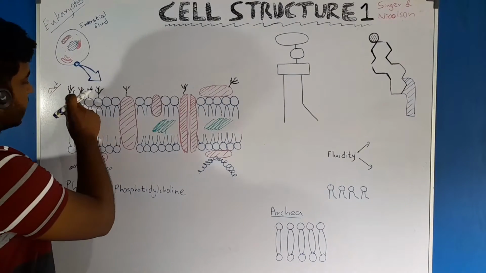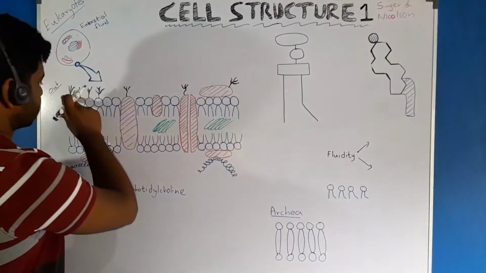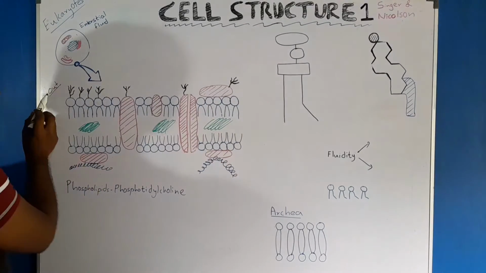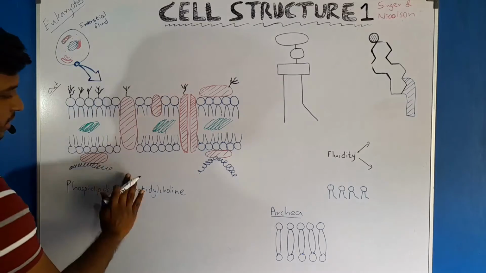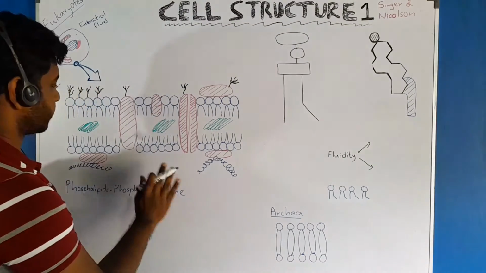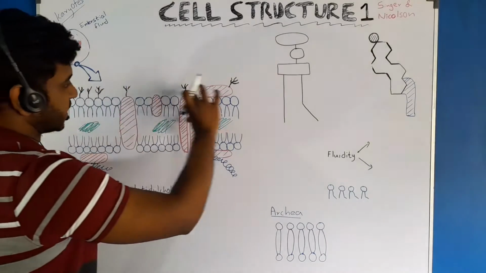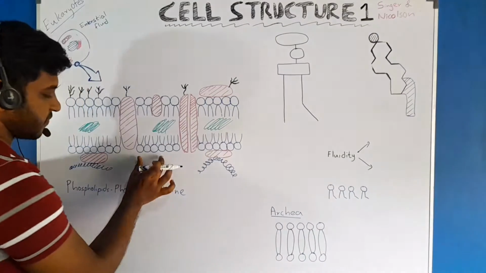Here you can see these phospholipids are arranged in two layers. This is one layer, this is the other one. If we take this side as the outside of the cell and this area as the inside of the cell, the external layer is facing outside and the internal layer is facing inside.